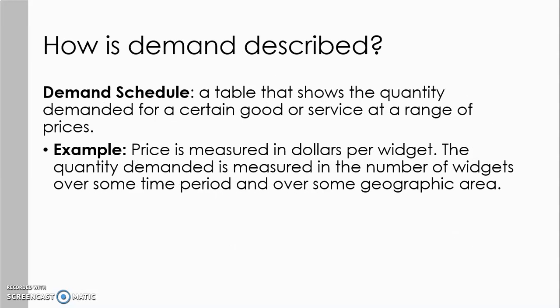So how do we describe demand? One way is with a demand schedule. That's a table that shows the quantity demanded for a certain good or service at a range of prices. So in this example, we're going to talk about widgets. Price is measured in dollars per widget. Quantity demanded is measured in the number of widgets over some time period over some geographic area. So maybe we'll have quantity demanded be the number of widgets sold in New York State in a month.